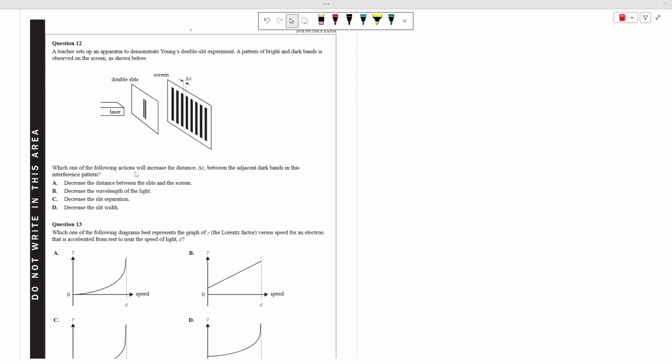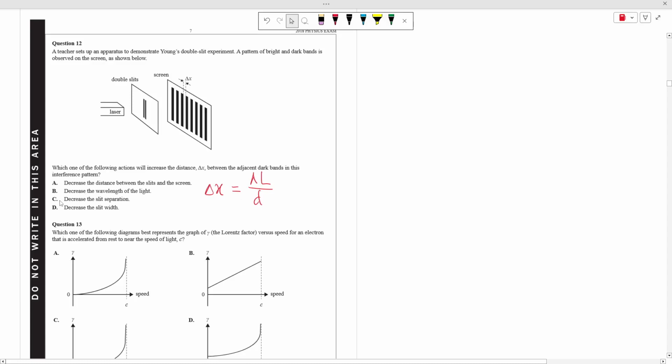Which one of the following actions will increase the distance delta x, so the distance between dark bands, in this interference pattern? So what can we do here to increase this delta x? Well, luckily for us, we've got a nice formula that gives us delta x, which is wavelength times distance to the screen divided by slit separation. So varying any one of these things in a particular way will increase x. So we could either increase the wavelength, increase the distance to the screen, or decrease the separation of the slits.